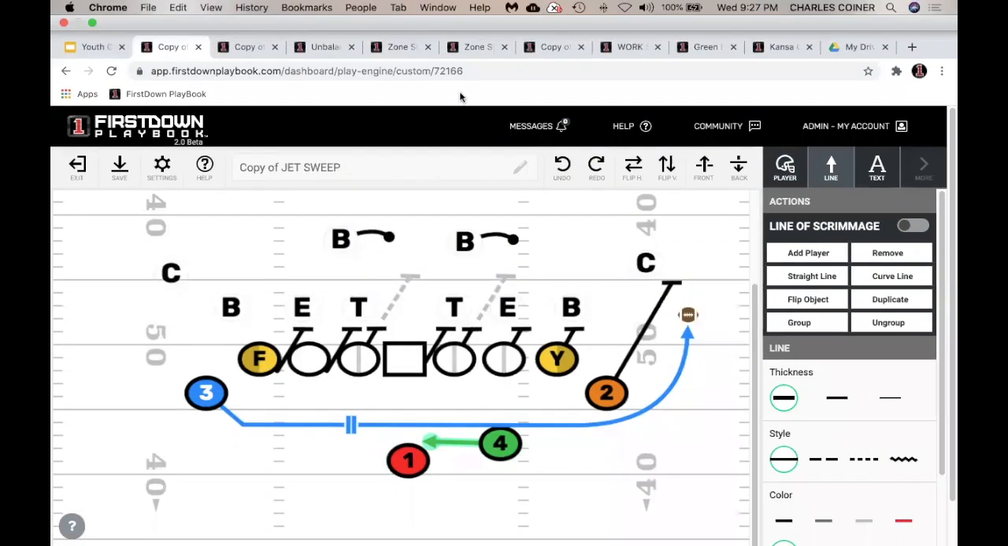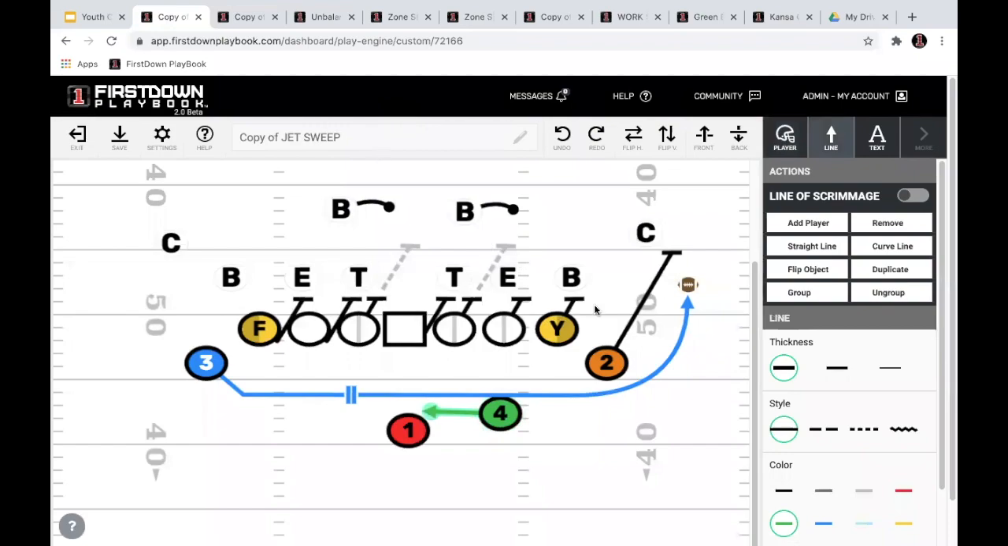Kendall? This question comes from Michael. I am coaching 5, 6, and 7-year-olds. Would it be wise to show them how to chip block, or should I just have them block head to head? I will be facing a 5 or 6 front. Okay, well, this is a 6 front right here. So, Michael, my point would be this.